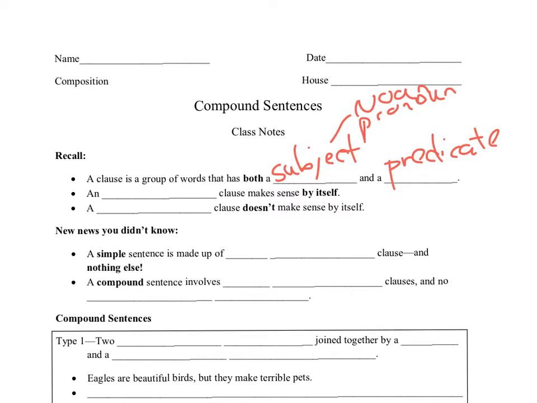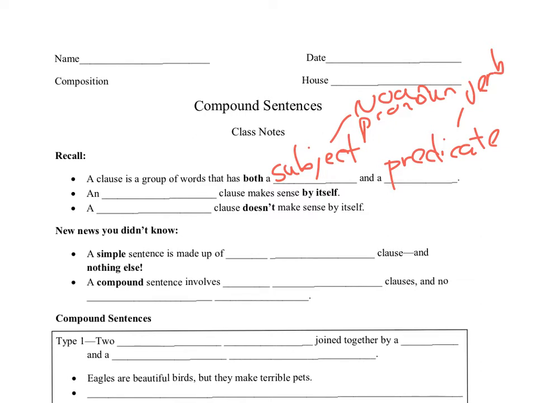A clause also needs to contain a predicate. A predicate is another fancy word for a verb, the action of your sentence. The simple predicate is just the verb. Your complete predicate is the verb plus anything that comes after it. And usually anything that comes after a verb is clarifying information for your verb. How did they complete that action? When did they complete that action? And so on and so forth.